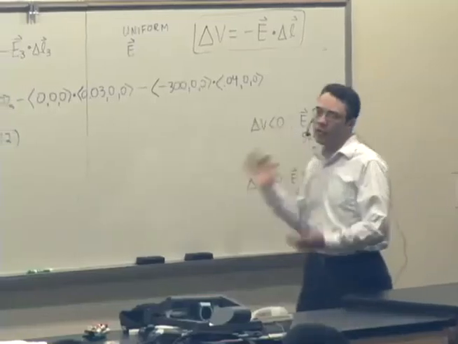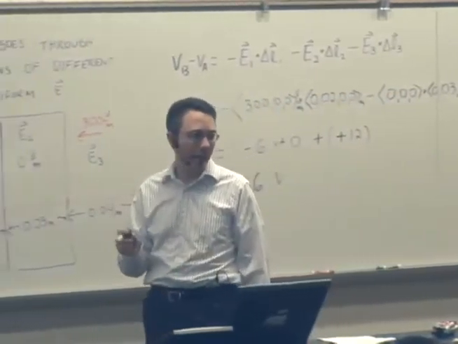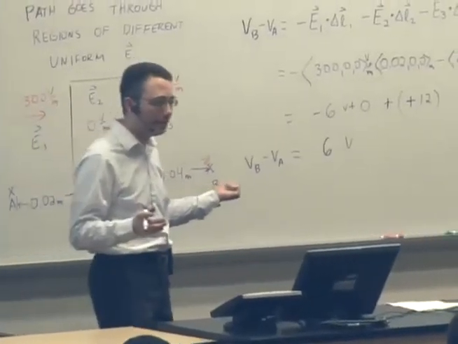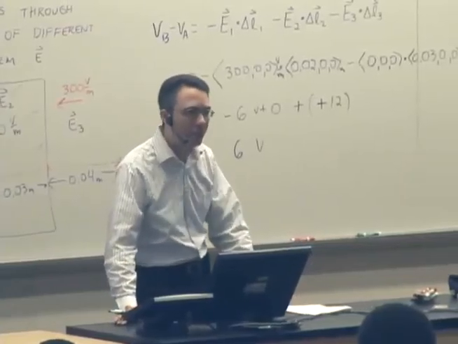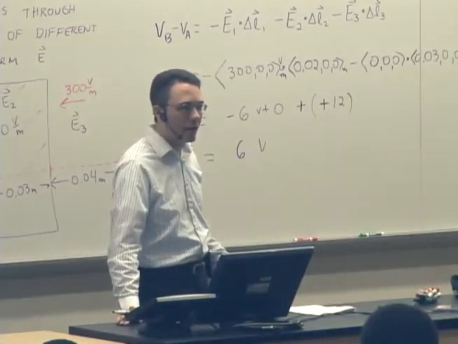So again, the point is check it, okay? It's easy to make sign mistakes. Check it as much as you can by looking at what the sign should be based on the physical situation, okay? So 6 volts, number 3 is correct. Questions?